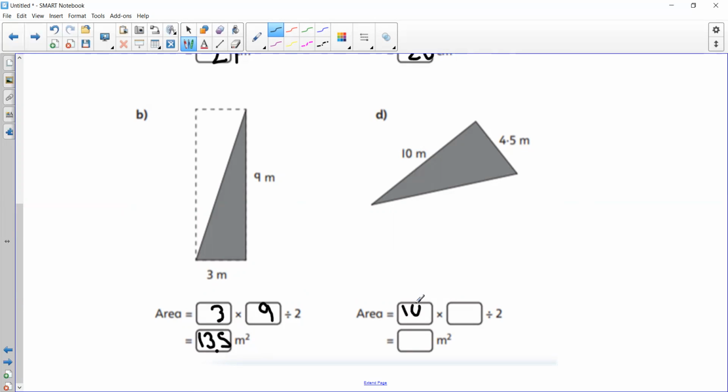And then finally, 10 times 4.5 would then be 45. So 10 times 4.5 would then be 45 centimeters, or meters, sorry, I'm looking at this one. Divide that by 2 will be 22.5 meters squared altogether. Okay, give yourself a mark out of 2 for those questions.